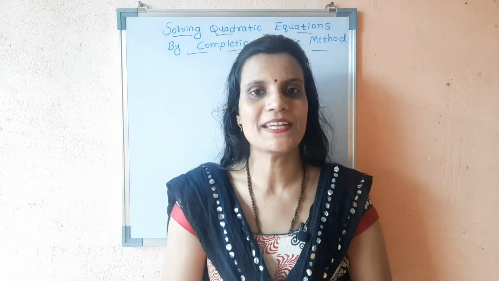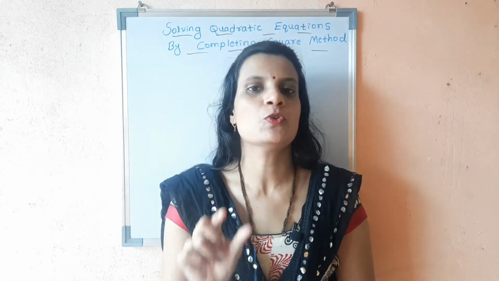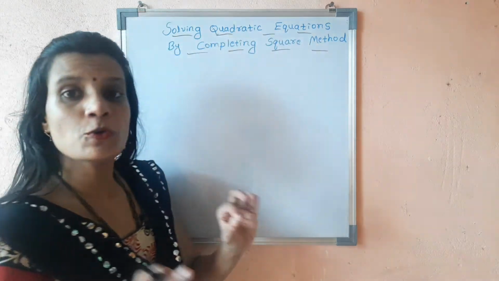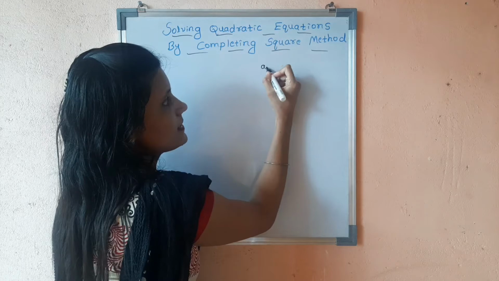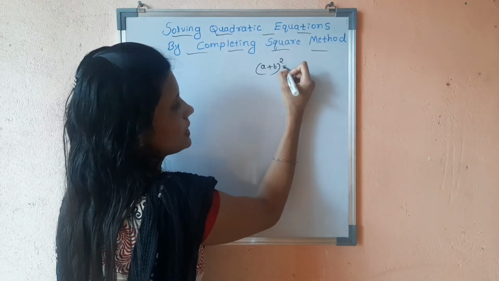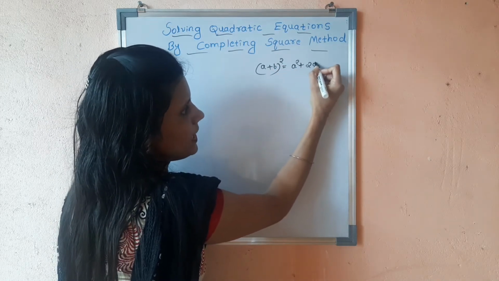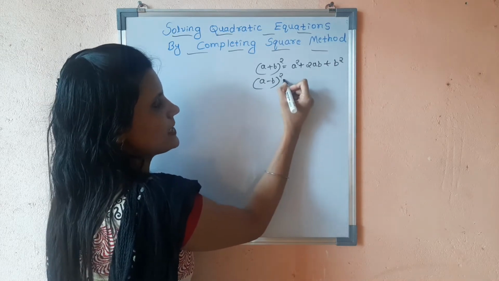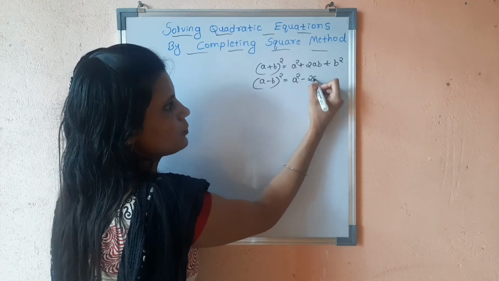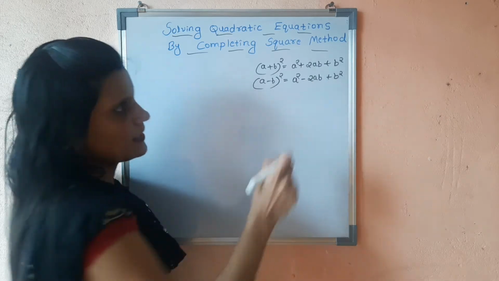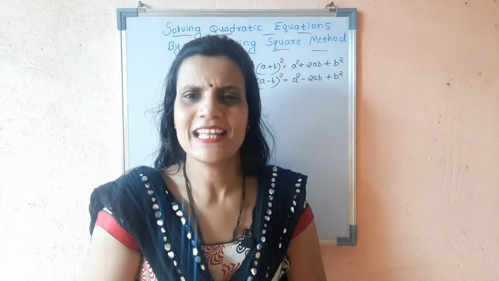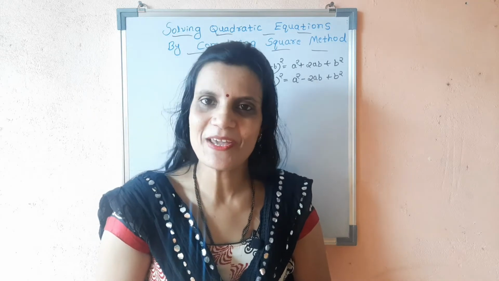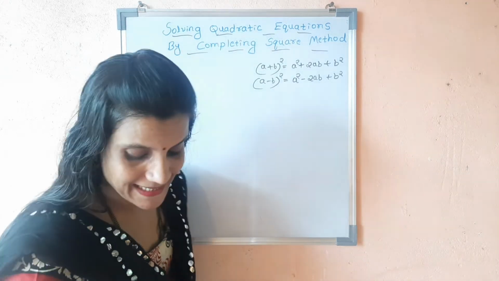What do you mean by completing square method? Basically it means you have to complete the square. For this you should know two formulas. The well-known formulas: (a plus b) whole square is equal to a square plus 2ab plus b square. And the second one, (a minus b) whole square is equal to a square minus 2ab plus b square. If you know these two formulas, then it is very simple to solve quadratic equations by the completing square method. Let us now see practice set 2.3.